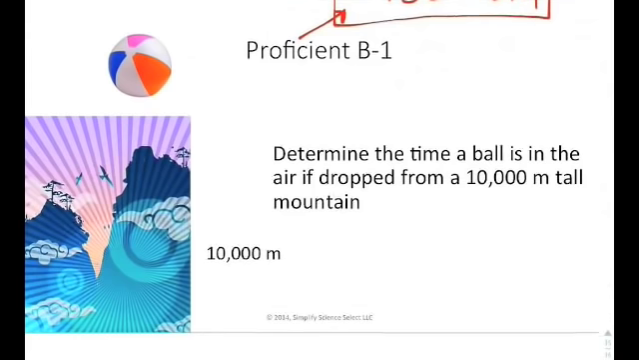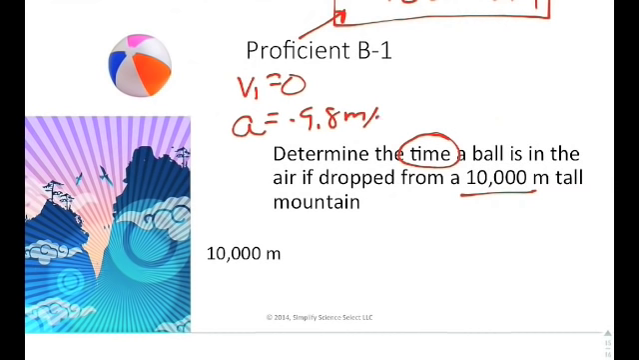In the second example, it says determine the time a ball is in the air if dropped from a 10,000 meter tall mountain. So once again, we're trying to solve for time, and we have the displacement. Now when you do this, you once again have the initial velocity of 0 and the acceleration of negative 9.8 meters per second squared. The trick is in the displacement.